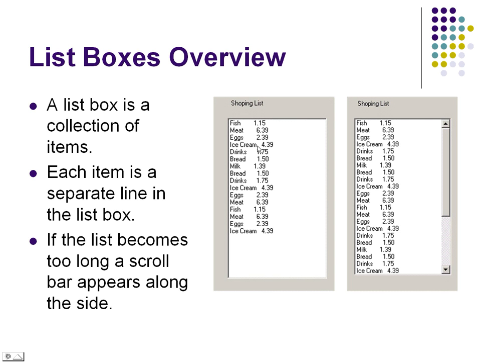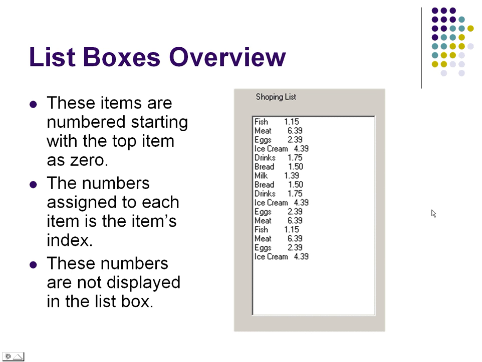It's a simple box, lists items, just as you see. If the items become too long, then you end up with a scroll bar over here on the right-hand side. The numbering on the list box starts at 0. There's an index in there, and the index has a 0 base, what we call 0 base numbering. So right here, this first item, fish, would be index 0.